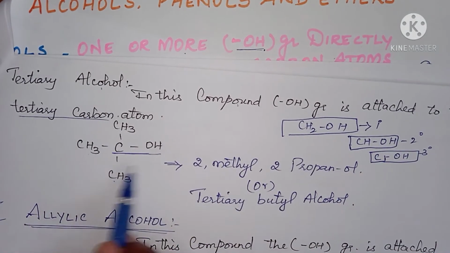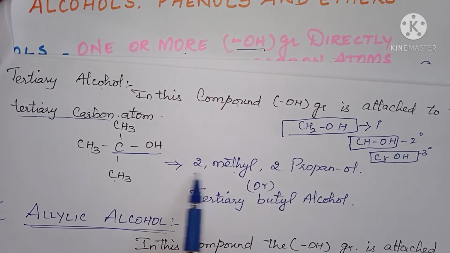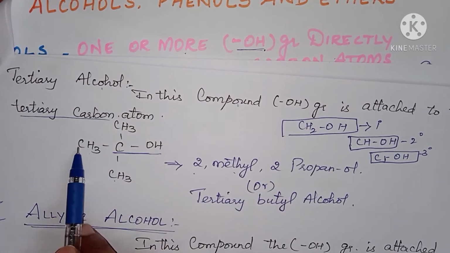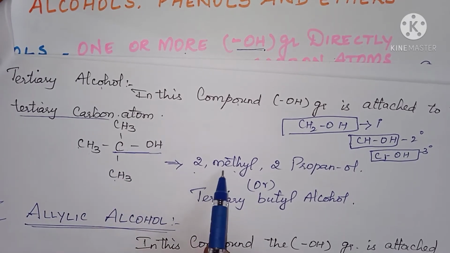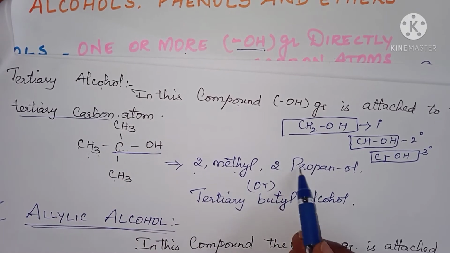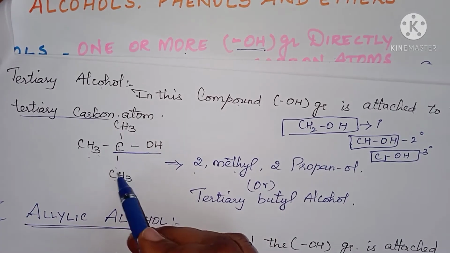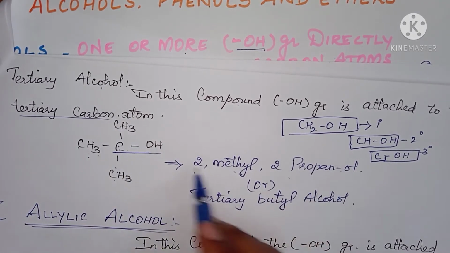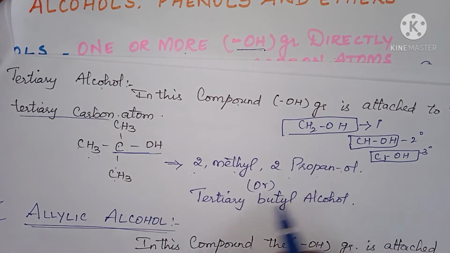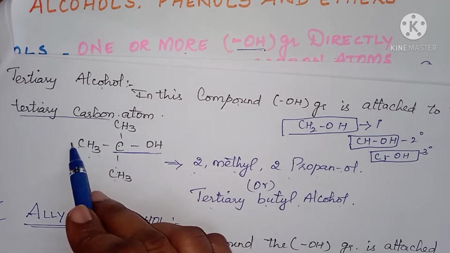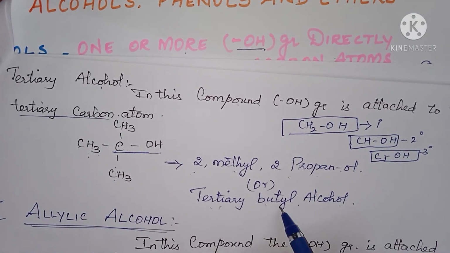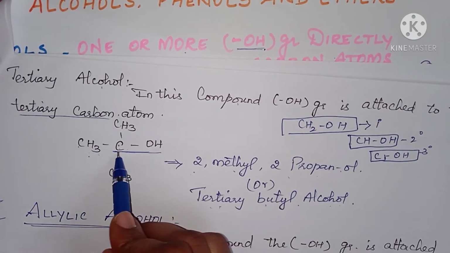Now, in this way, how can you name this? 2-methyl. That means this is 1 and 2, and the OH group is here only. So 2-methylpropan-2-ol. Here 1, 2, 3. So this is the way you can name that. Or else, tertiary butyl alcohol. How many carbons are there? 1, 2, 3, 4 carbons. Tertiary butyl alcohol. So this is a tertiary alcohol.